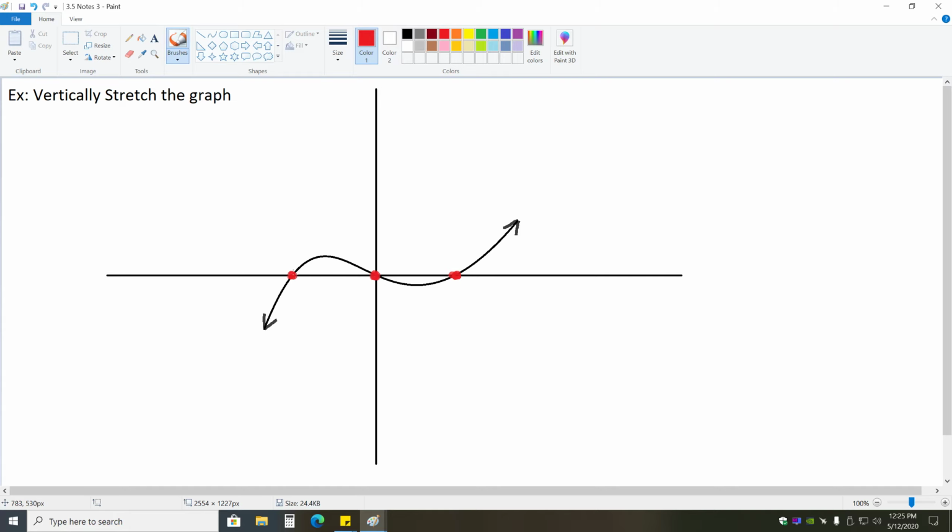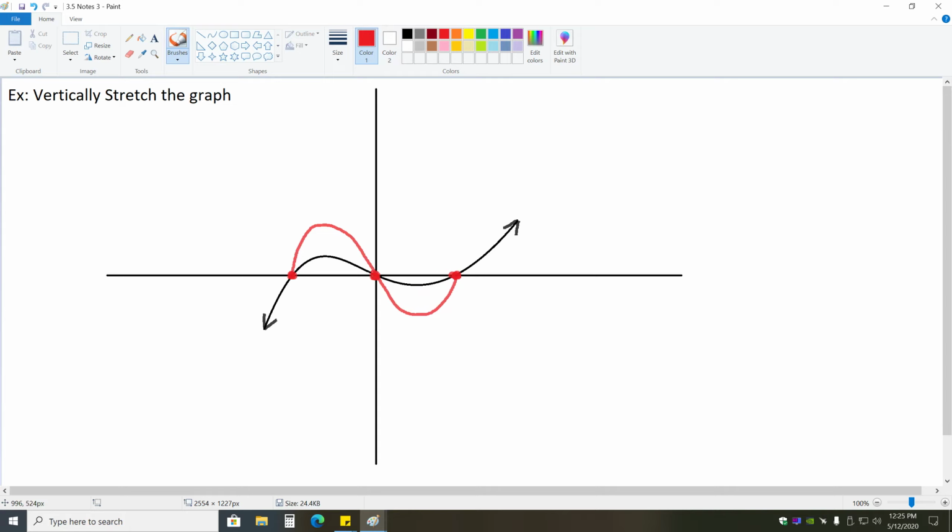From there, what's going to happen to this hill? Well, it's going to get pulled upward because it's getting vertically stretched. It's getting pulled away from the x-axis. And then this valley is going to get pulled downward, again, away from the x-axis. So it's going to look like this.